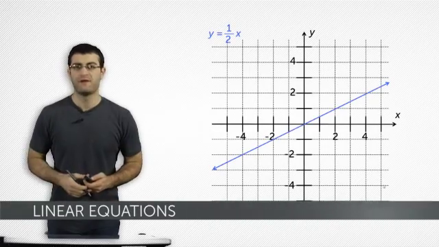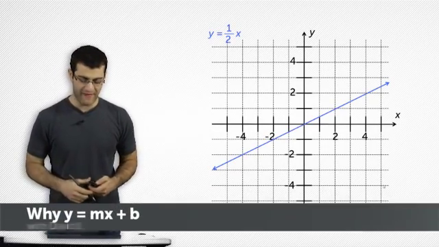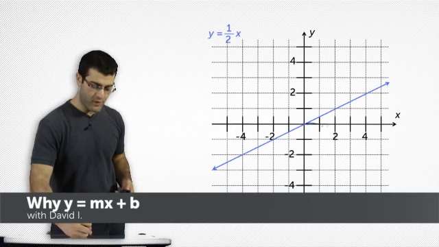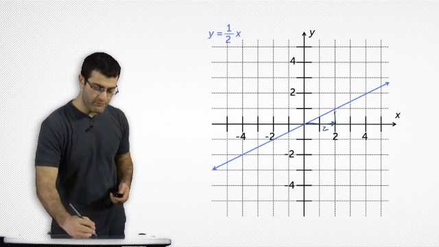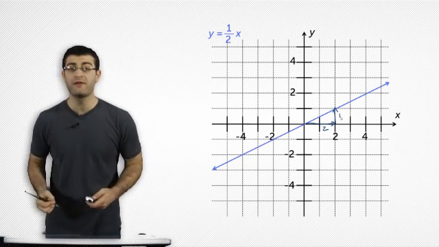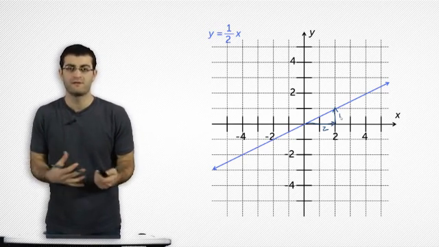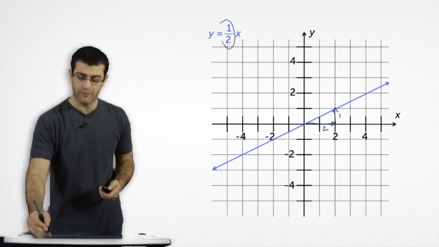Look at this line here with the equation y equals 1/2 x. Now we know that the slope of this line is 1/2 because if we go 2 points to the right, we just go 1 point up in order to get back on the line. And we know that the rise over run is 1/2, or this beautiful slope, 1/2.